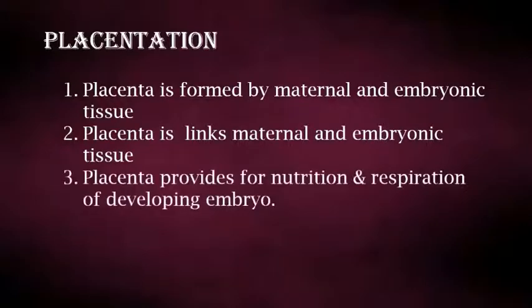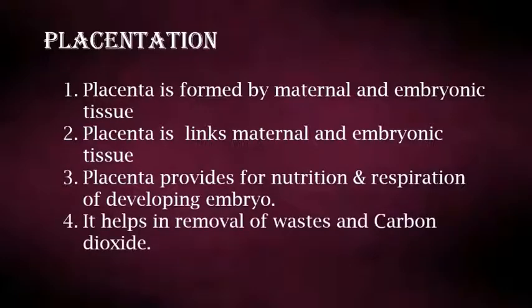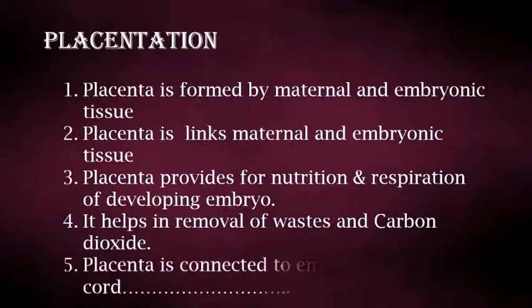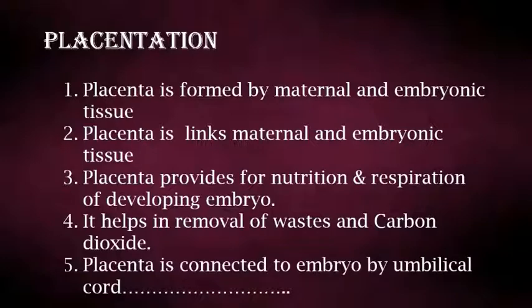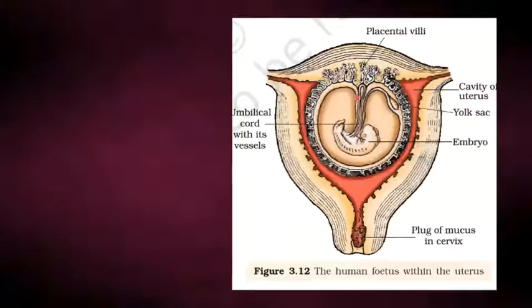It provides for nutrition and respiration of the developing embryo. Not only this, it also helps in the removal of waste and carbon dioxide from the developing embryo. The placenta is connected to the embryo by a cord which is known as the umbilical cord. But this is not all. The placenta also has endocrine functions. Now here you can see the placenta, the placental villi. This is the umbilical cord connecting the embryo to the placenta.